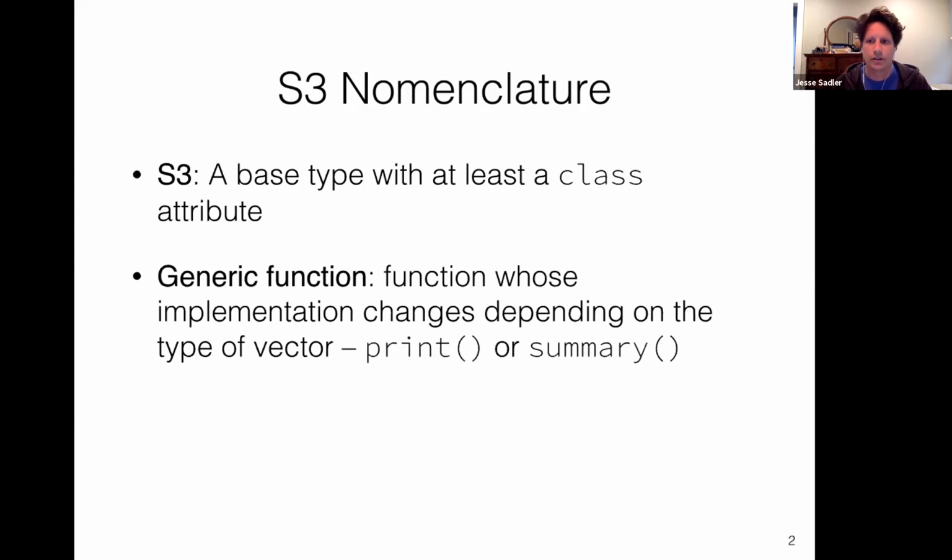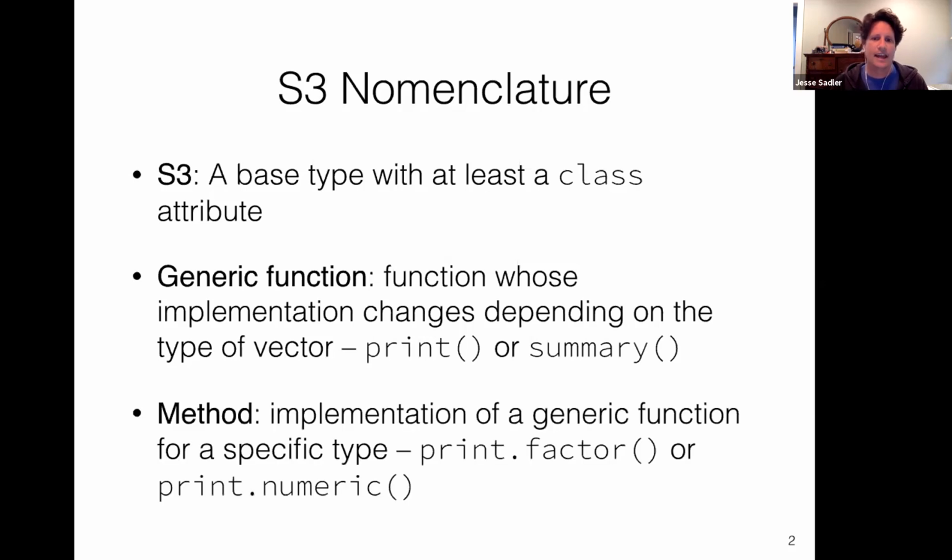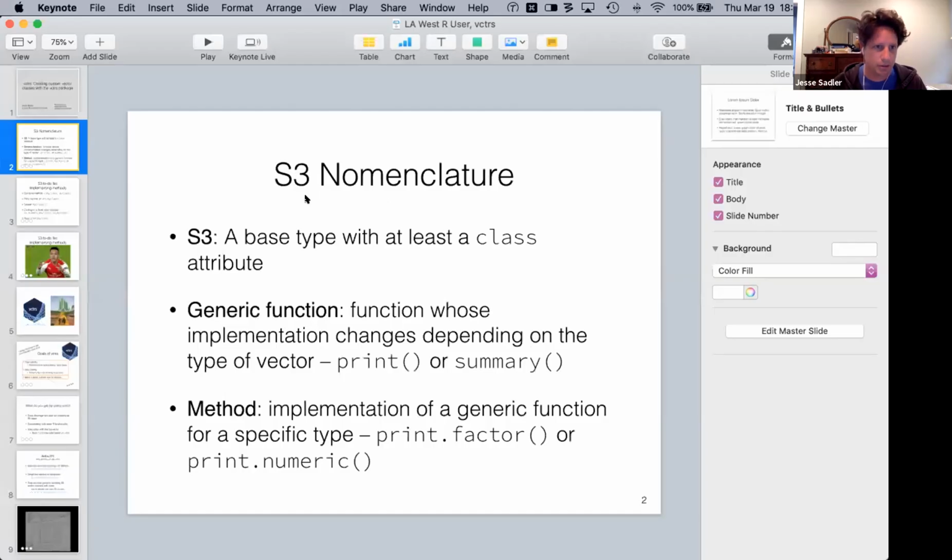They work through generic functions so that you can basically have the same function, like a print function, behave in different ways, whether it is a factor, a numeric vector, or whatever it is. And they do that through implementing different methods. So you think of the print function, it has a lot of different methods.